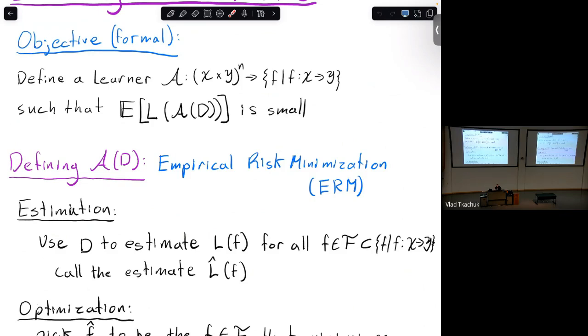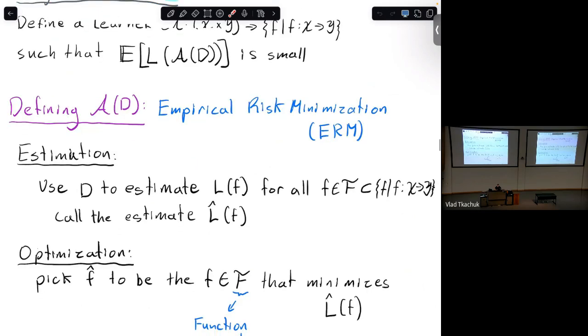And really that means if we're doing empirical risk minimization, it's like, do I use mini batch or batch gradient descent? How do I tweak? And another big question is, which function class do I pick?